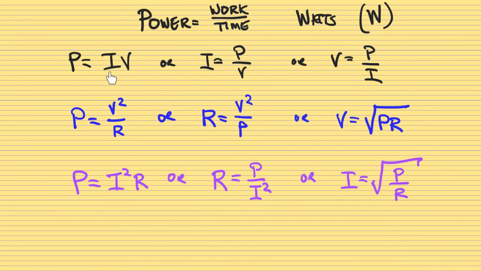There are basically three versions of this power equation, all listed here. Power is either current times voltage, or voltage squared divided by resistance, or current squared multiplied by resistance. We can manipulate these three basic equations, whether it's the black one, the blue one, or the purple one, to solve any one of these problems here.